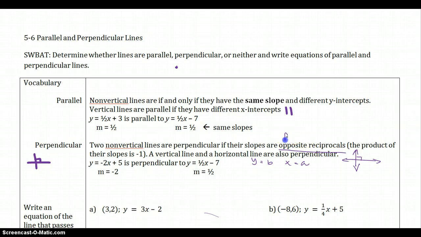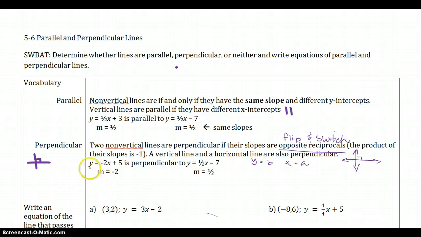What we're going to do is we want to flip it and switch it. So you're flipping it, that's the reciprocal part. So if it's 1/2, it's 2 over 1. And you are switching the sign. It's the opposite. So instead of positive, it's negative.